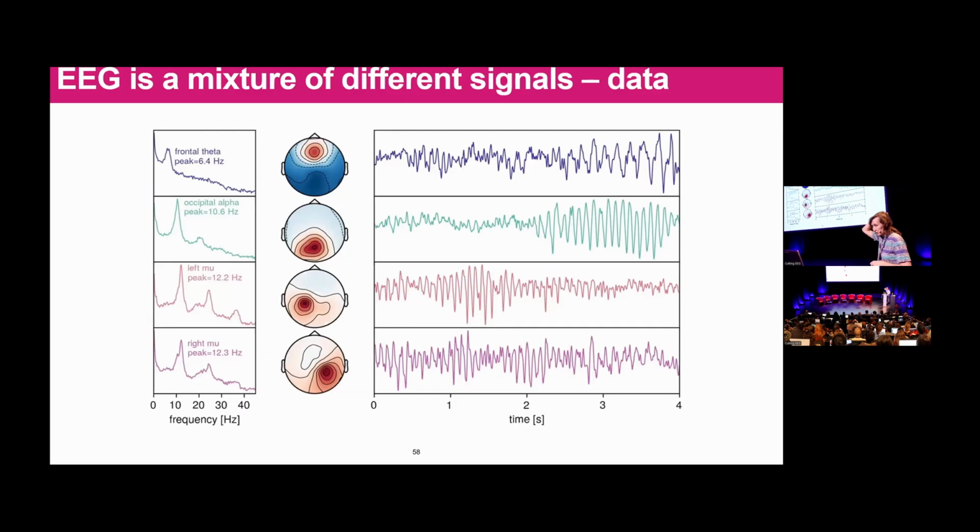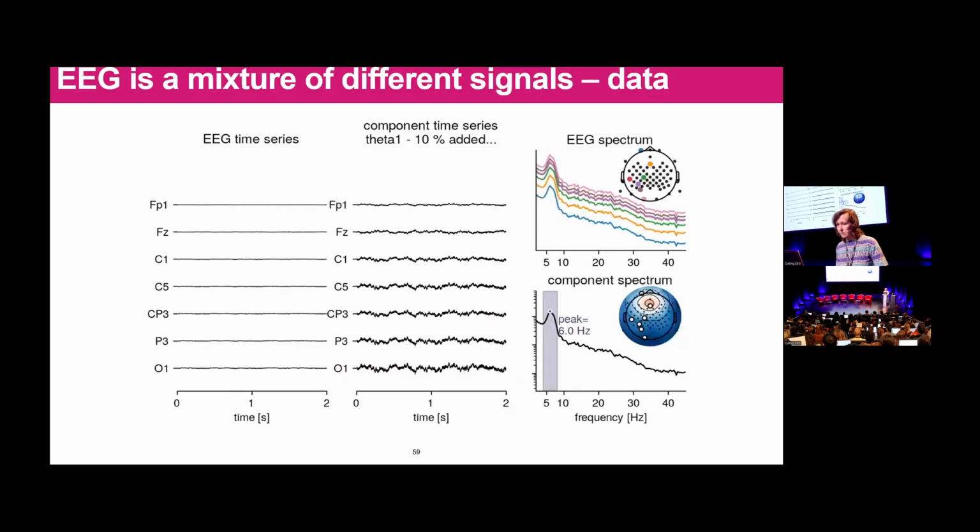Of course, not only one source will be active in the brain. So here are some examples of oscillatory sources, all with their distinct spectra and distinct spatial extent and time series. They also have different temporal dynamics and are active at different points in time. So if you now imagine these signals all mixing, we get our EEG MEG activity.